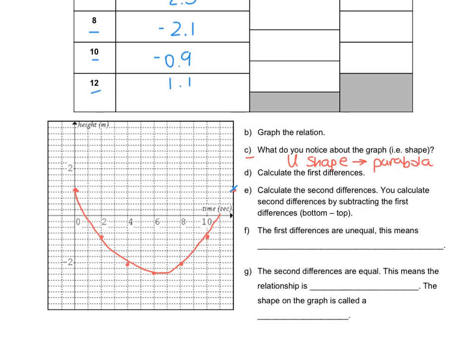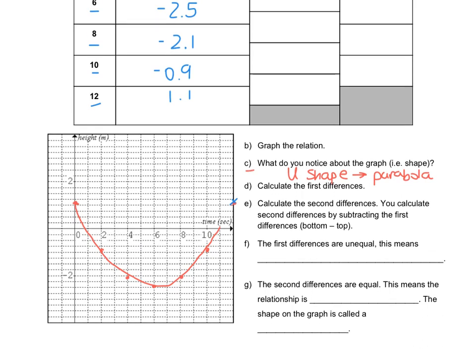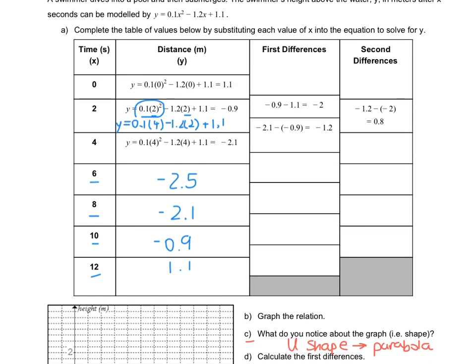Now we want to calculate the first differences, and something that we already know about the first differences is that if the first differences are the same, it is a linear relation, and we can clearly see that it is not linear. So let's see what happens with our first differences. So here I have done negative 0.9 minus 1.1, and I got negative 2. Then I did negative 2.1 minus negative 0.9, and be careful with this double negative here, it actually becomes addition, and you get negative 1.2.